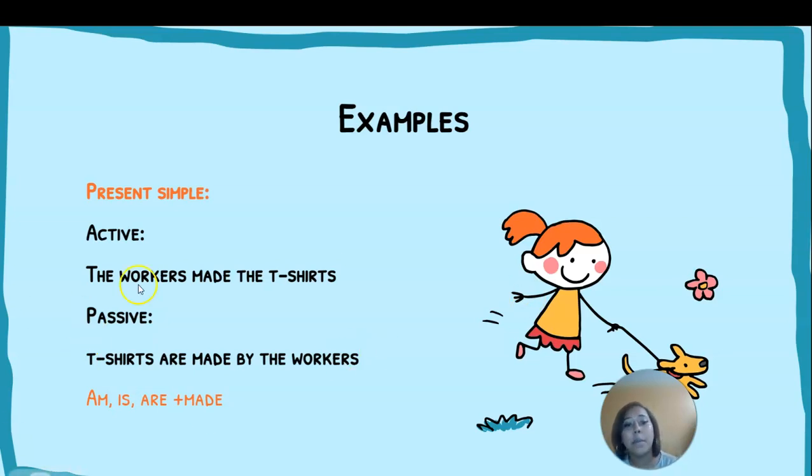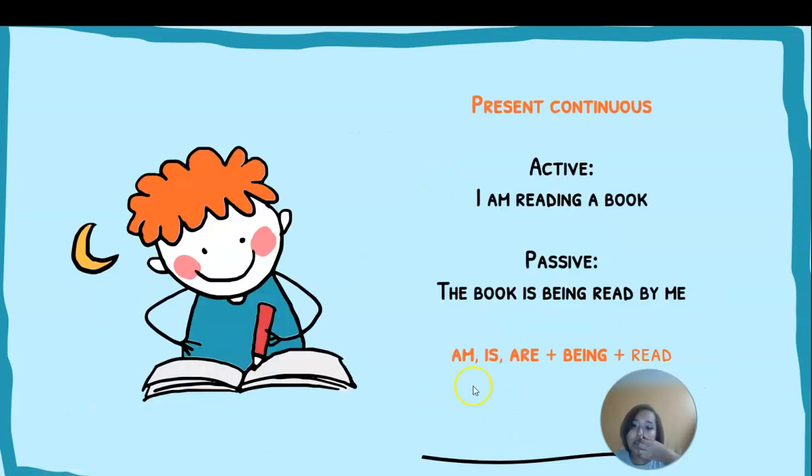We have this example here with active voice: the workers made the t-shirts. And the passive is: t-shirts are made by the workers. As you can see, we are emphasizing the object rather than the subject, right? Good, good, good. Now let's take a look at present continuous.